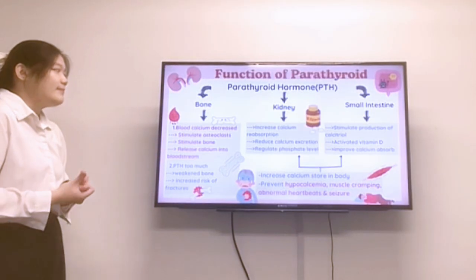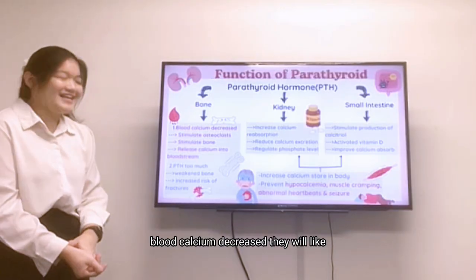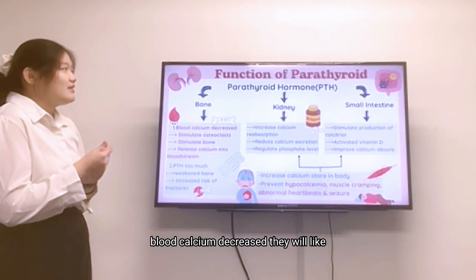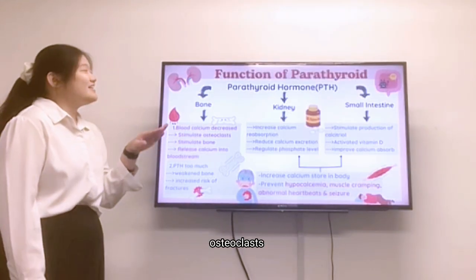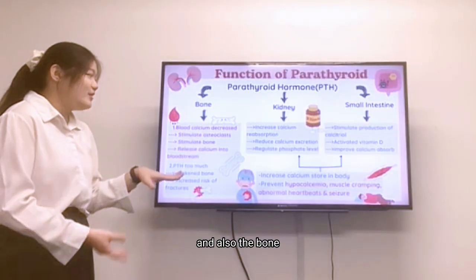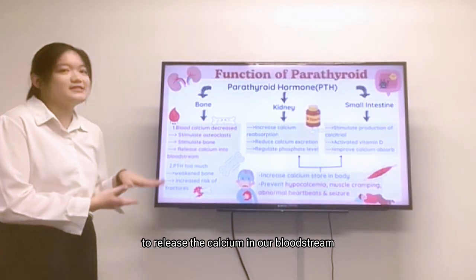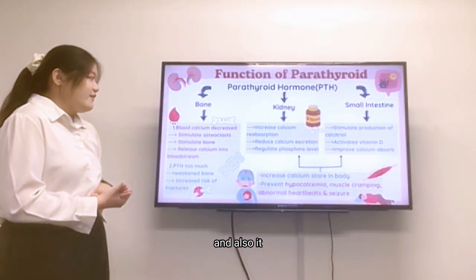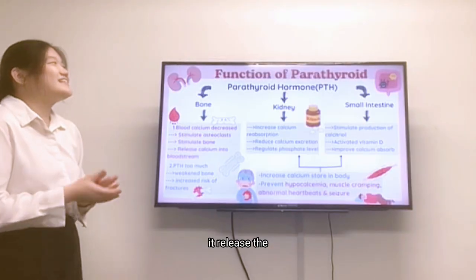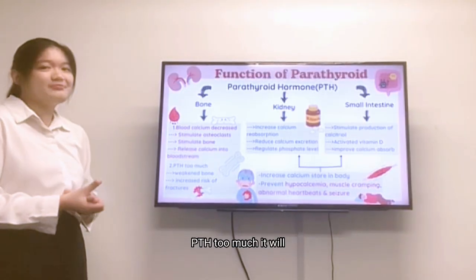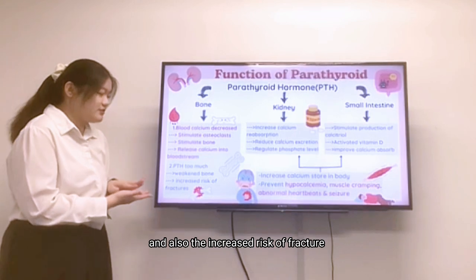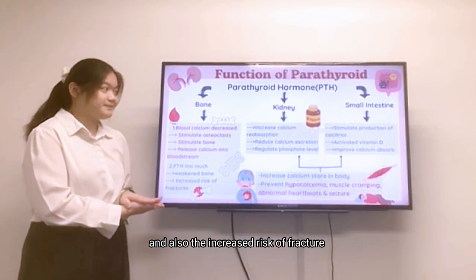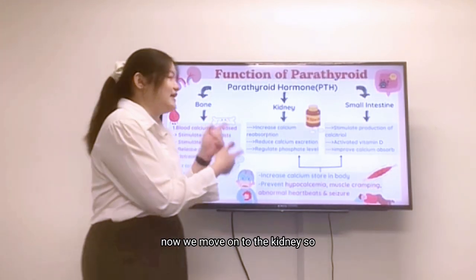When our blood calcium decreases, it will stimulate the osteoclast and also the bone to release the calcium into our bloodstream. And also if it releases too much PTH, it will cause our body to have weakened bones and also an increased risk of fracture. Now we move on to the kidney.